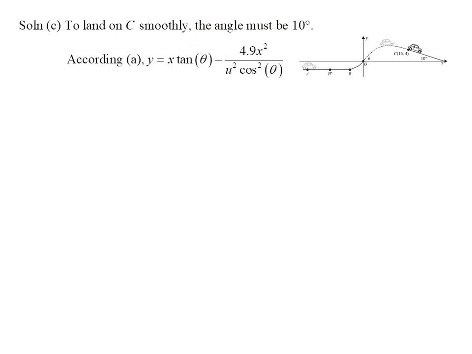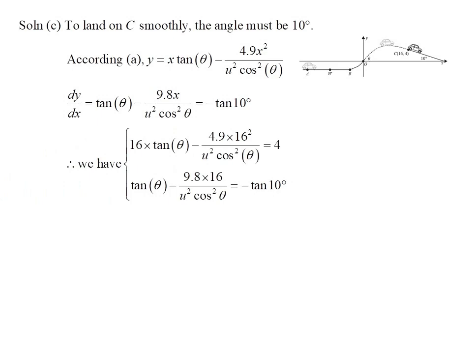According to part A, we have already established the Cartesian equation y equals x tangent theta minus 4.9x squared over the product of u squared and the square of cosine theta. Then we differentiate y with respect to x, which gives dy by dx equals tangent theta minus 9.8x over the product of u squared and the square of cosine theta, which equals negative tangent 10 degrees.